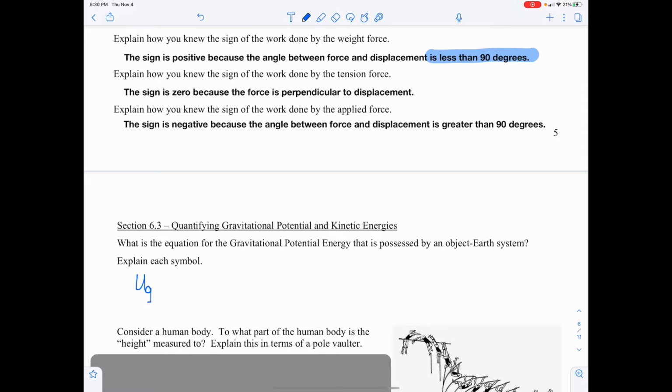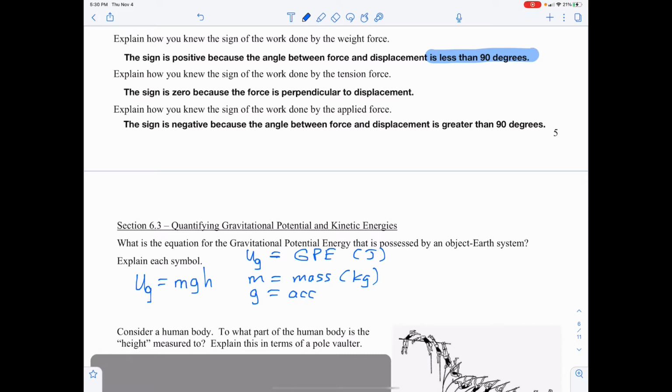U sub g represents the gravitational potential energy, and it's equal to mass times g times height. So U sub g is the gravitational potential energy, and that is in joules. M is the mass, that's measured in kilograms.